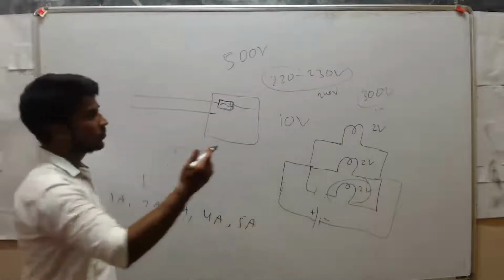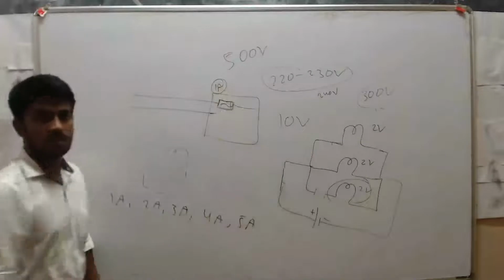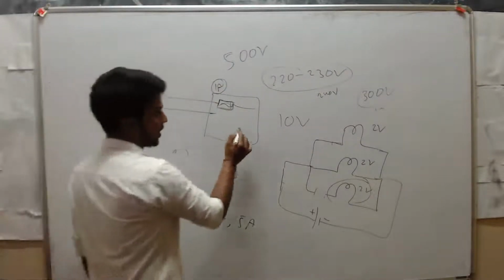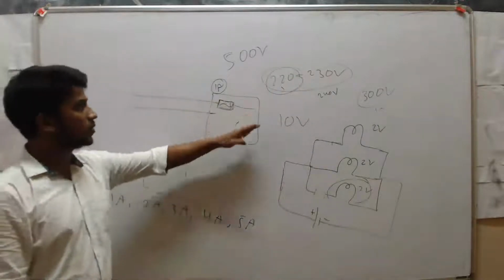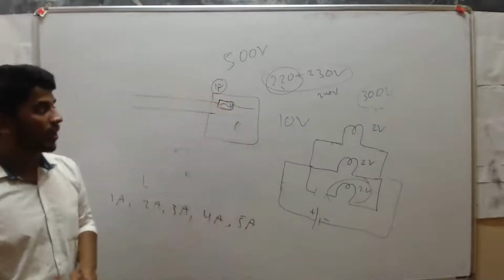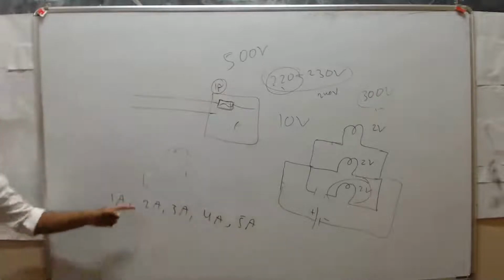Okay, see, for your 220 to 230 voltage, you can't use a 1 ampere fuse. Why? Because to run the appliance they need minimum 220 voltage. If you pass 250 or 220 voltage, it will burn. Okay, it will break the circuit. So according to the value and power of the circuit, we decide the value of the fuse.